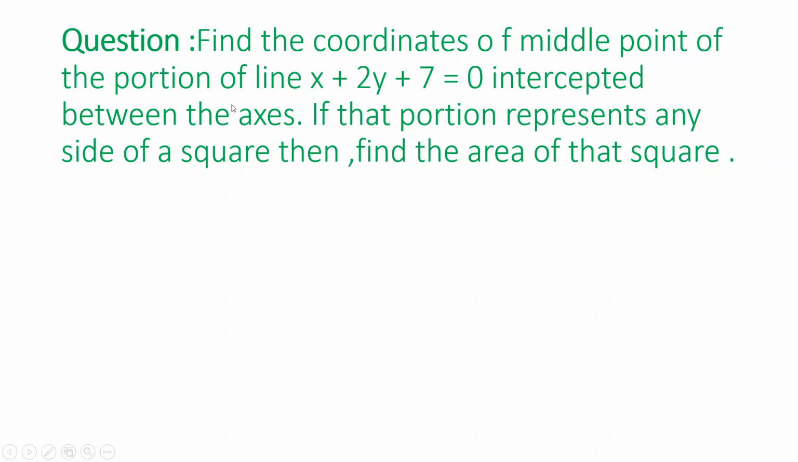Now we solve another problem. The question is: find the coordinates of the middle point of the portion of the line x plus 2y plus 7 equal to 0 intercepted between the axes. If the portion represents any side of a square, then find the area of the square.